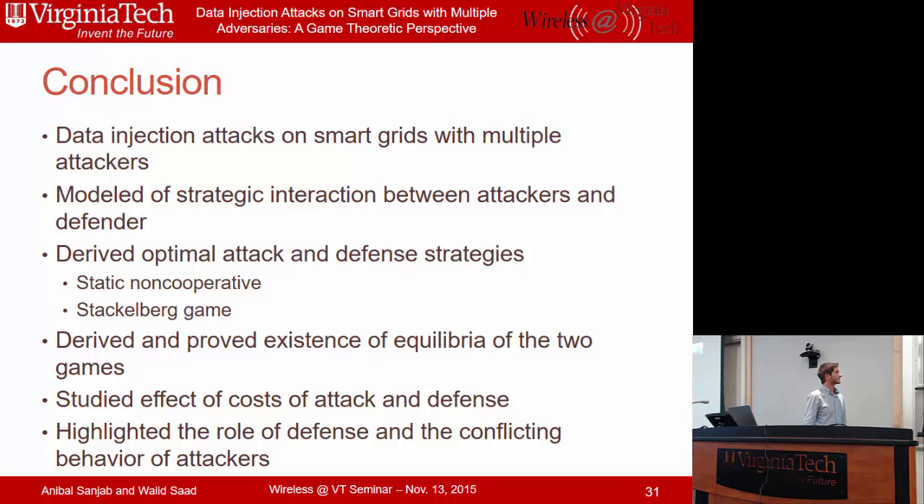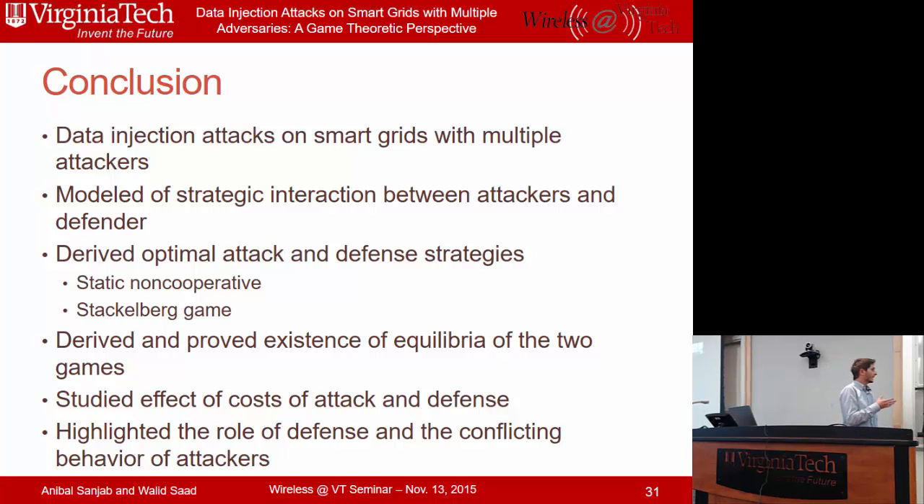So in conclusion, we have studied the problem of data injection attacks on smart grids with multiple attackers. We modeled the strategic interaction between the many attackers and the defender. We have derived optimal attack and defense strategies in the case of the 2 games that we have formulated, the static game and the Stackelberg game. We have derived and proved the existence of equilibria for these 2 games. We have studied and incorporated the cost of attack and defense and studied how much these costs can actually change the resulting equilibrium.